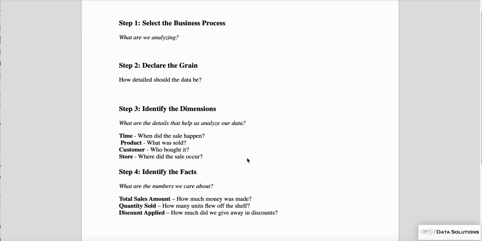One is additive fact, a semi-additive fact, and a non-additive fact. An additive fact can be summed across all dimensions. An example would be total sales. And a semi-additive fact can be summed across some dimensions, but not all. For example, account balances. And a non-additive fact cannot be summed, period. Examples are percentages and ratios.